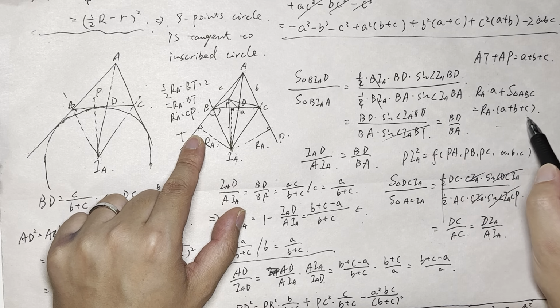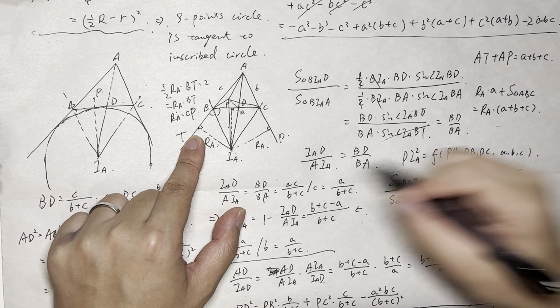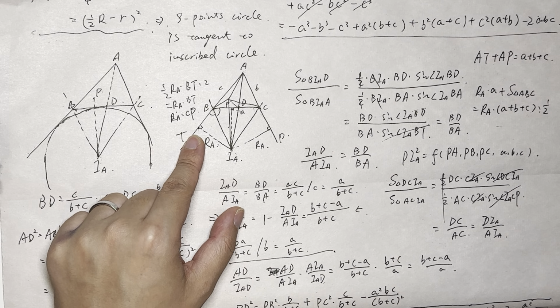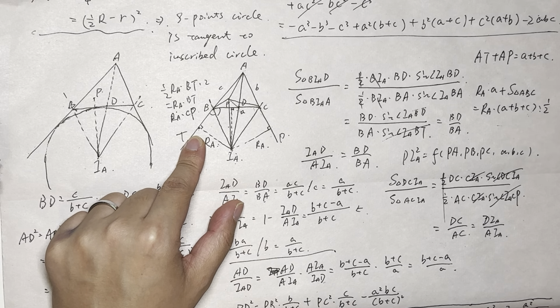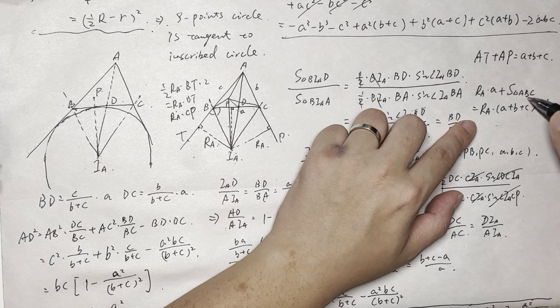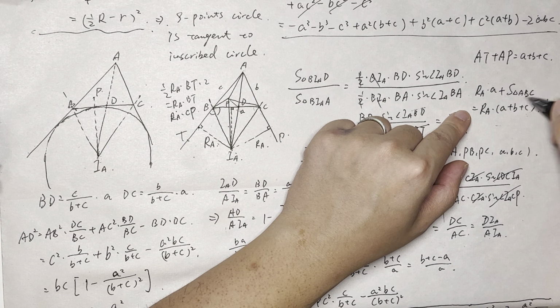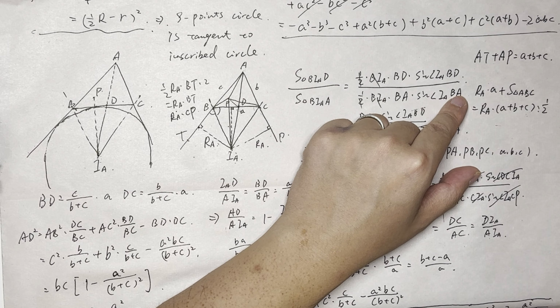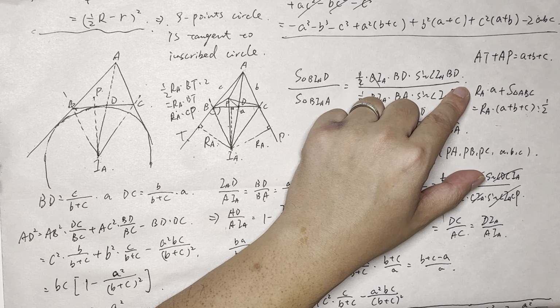That's RA times this, but these are triangles, right? So you have to times half of it, right? These two are equal. And what's the triangle area? How can we write it in another form?